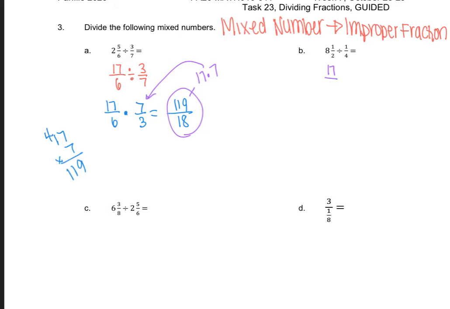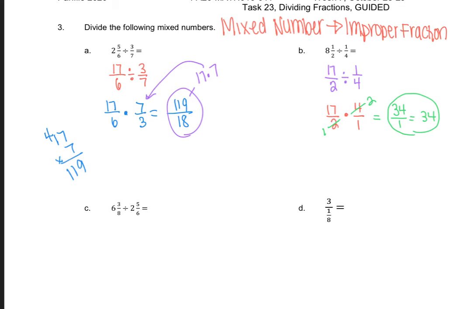I get 17 over 2 divided by 1 over 4. I'm going to rewrite it, switching my division and my second fraction. I'm going to simplify my 4 and my 2 to a 2 and a 1, dividing out a 2 from both of those. 17 times 2 gives me 34. 1 times 1 gives me 1. And when I get all the way to the end, I can keep it as 34 over 1, or I can just have 34. Both of those answers would be accepted, because 34 over 1 really just signifies a whole number.